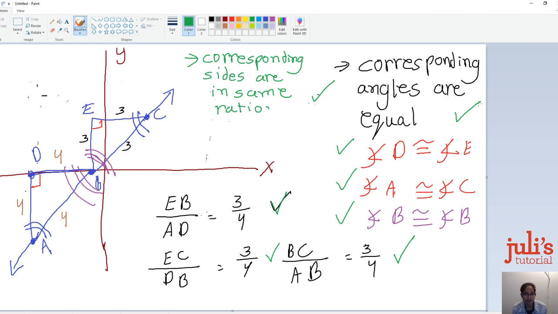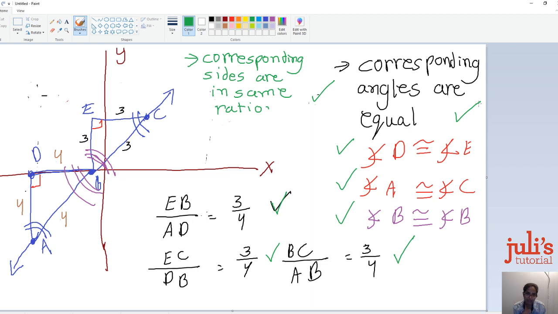By proving that they are similar triangles. Now, how am I proving that they are similar triangles? By proving that their corresponding sides are in the same ratio and their corresponding angles are equal.